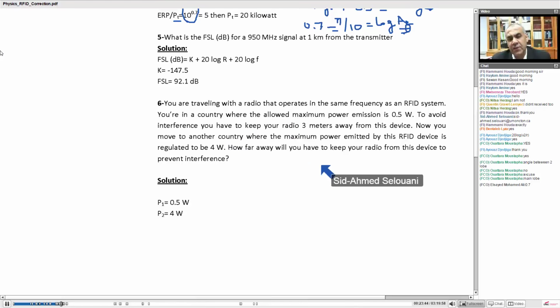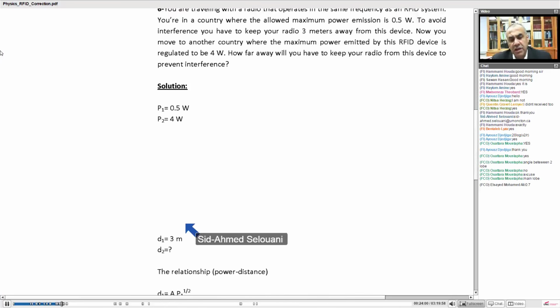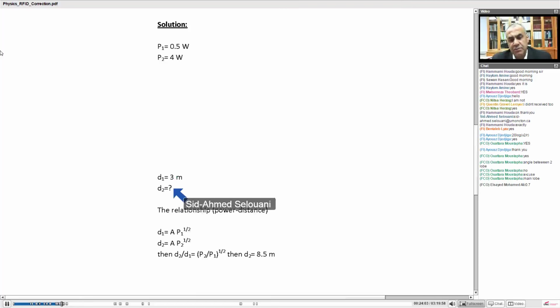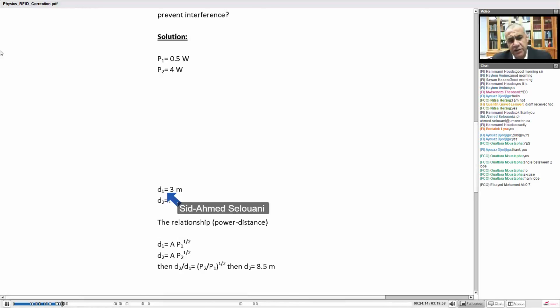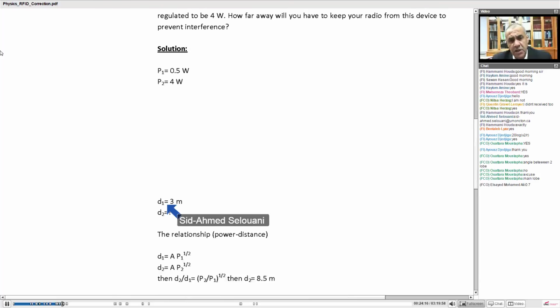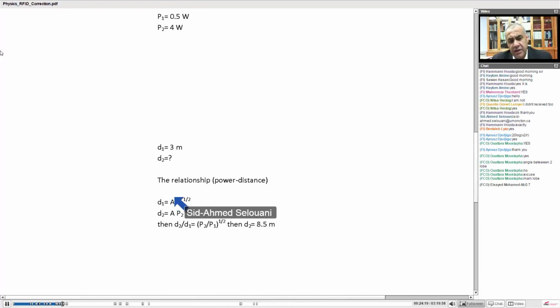So very easy, we use the relationship between the distance and the power, the last parameter we saw, and we know that P1 is 0.5 watt and P2 is 4 watt. We know that we have the distance. So by changing the power, I'm seeking the second distance to put away the reader in order to avoid interferences. So the relationship here is alpha.